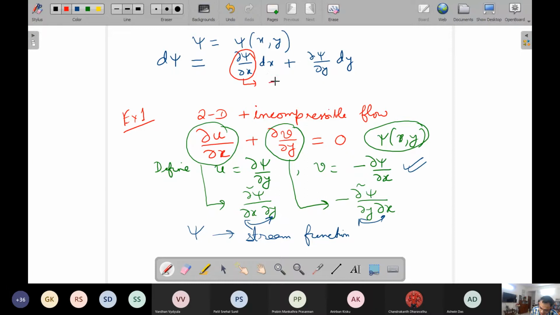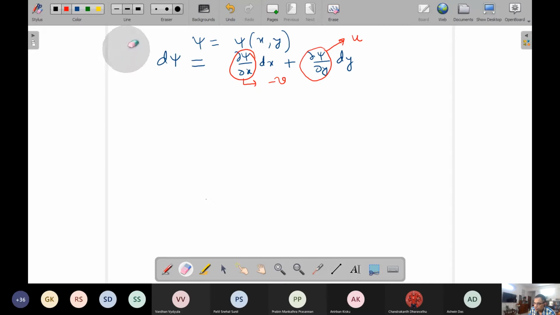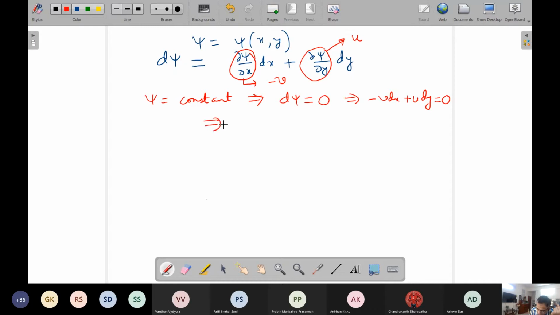Okay. So now what we will do is we will substitute this as minus v from the definition that we have just made, and this as u. So now if you set up a situation where we are trying to explore what does it mean if psi equal to constant. So when you have psi equal to constant, what it all means is d psi equal to 0. So d psi equal to 0 will mean that minus v dx plus u dy is equal to 0. And if you just rearrange it, it is dx by u is equal to dy by v.